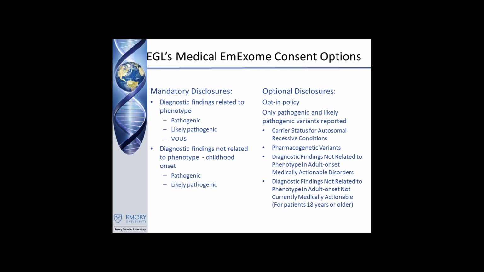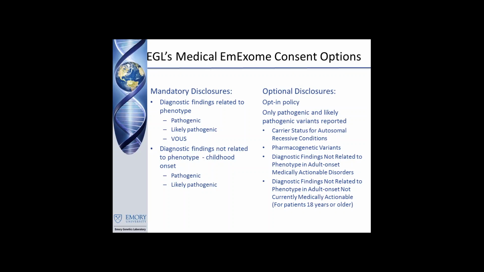For optional disclosures, we have an opt-in policy. Unless the patient or the patient's parent specifically requests to have these reported, we won't report them. And for all of these categories, only things that are known pathogenic or likely pathogenic will be reported. Our main categories for this are carrier status for recessive conditions, and pharmacogenic variants, which wouldn't necessarily be disease-causing, but could affect the way you metabolize a certain drug.